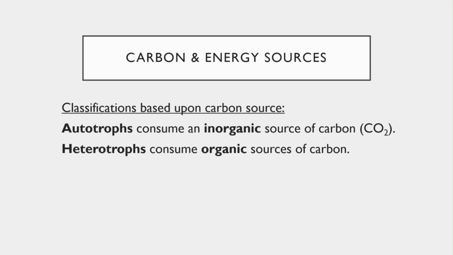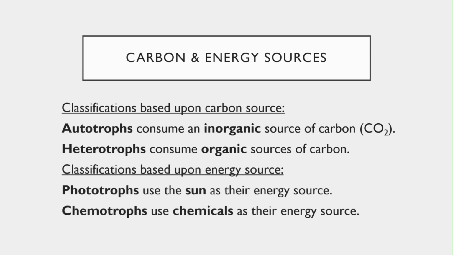Heterotrophs, such as animals, can only repurpose existing organic carbon, so they must consume other organic materials for survival. The obvious examples being plants for herbivores and animals for strict carnivores. Phototrophs and chemotrophs define the energy source. Phototrophs use the sun as their energy source, again, such as plants, algae, and cyanobacteria. Chemotrophs use chemicals as their energy source, such as animals, fungi, intestinal bacteria, just to name a few. These are all examples of chemotrophs.